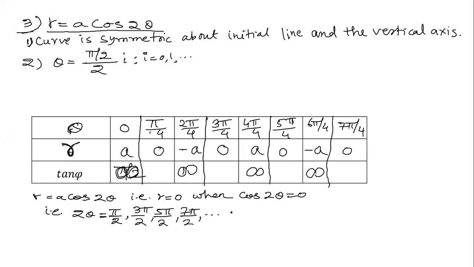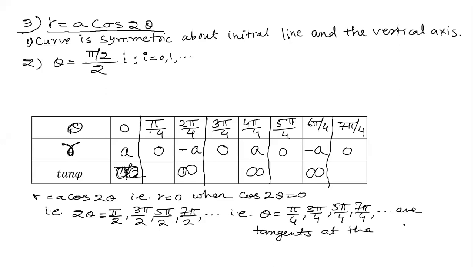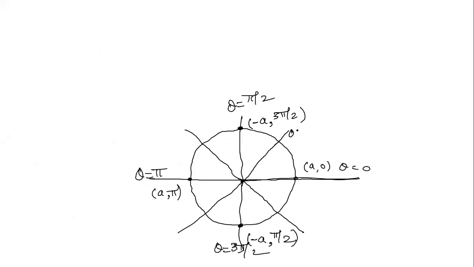Okay, that is theta equal to pi by 4, 3 pi by 4, 5 pi by 4, 7 pi by 4 are tangents at the origin. So this is one point we have noticed here. That's why theta equal to pi by 4. So you can understand this is theta equal to pi by 4 is tangent at origin.